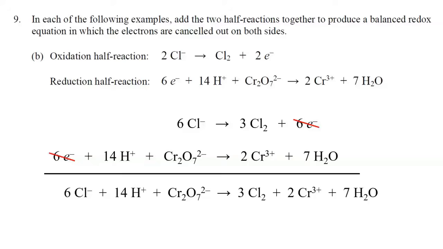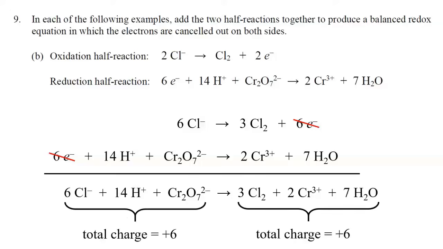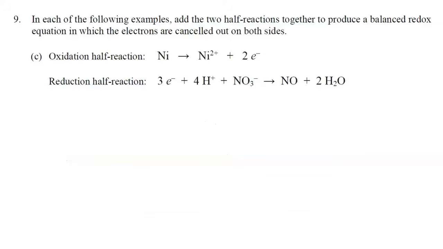6 times negative 1 is negative 6. 14 times positive 1 is positive 14. And we have a polyatomic ion that carries a charge of negative 2. On the other side of the equation, we have neutral molecules of chlorine and water, and 2 times positive 3 is positive 6. So negative 6 plus 14 minus 2, that's going to give us a positive 6 on both the left and the right. So the charge is balanced. This is the overall balanced redox equation. All right, moving on to part C.